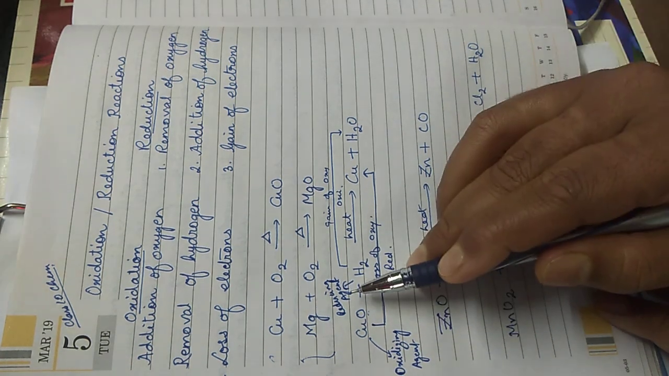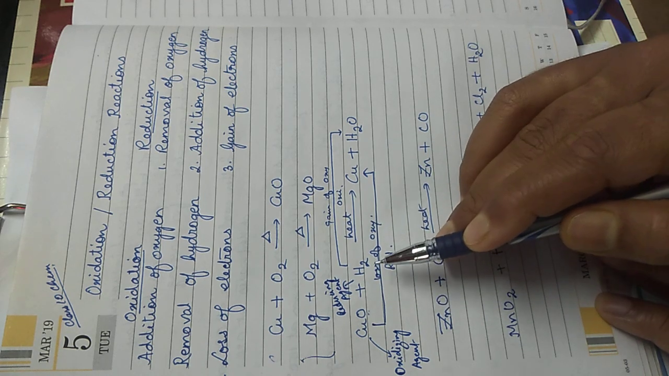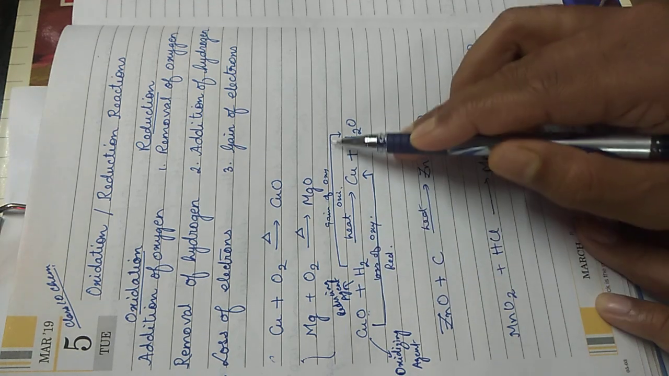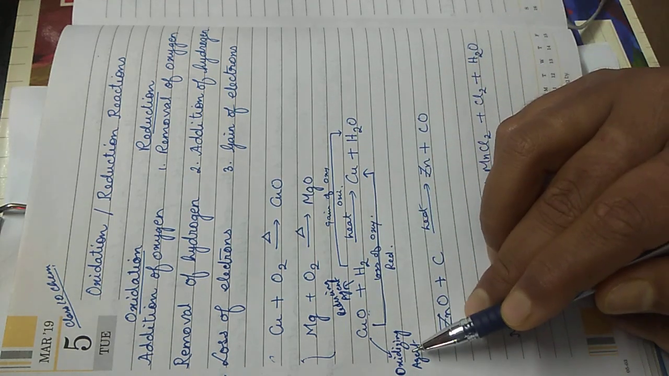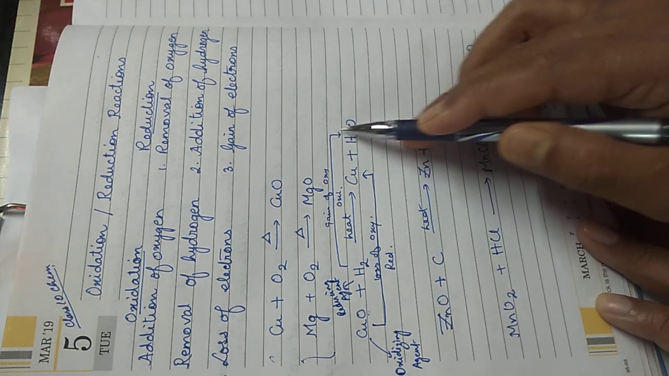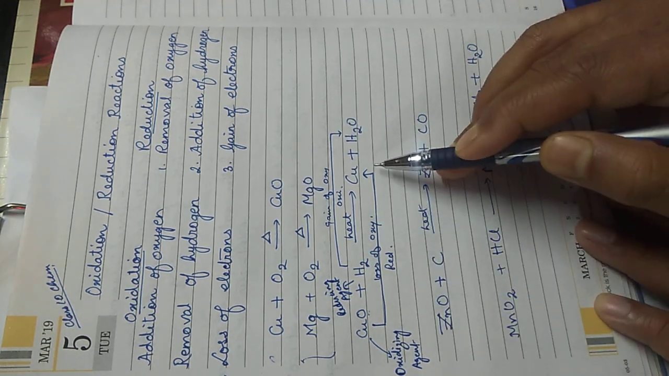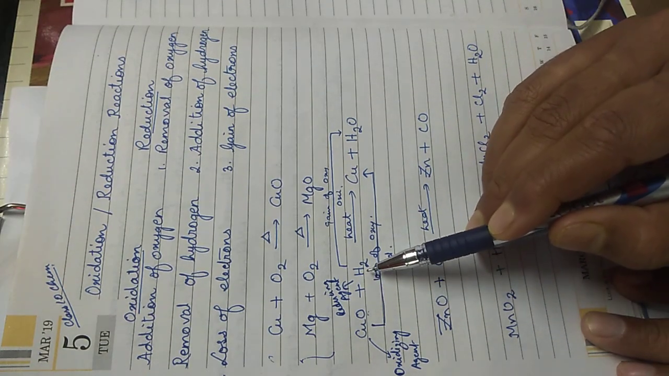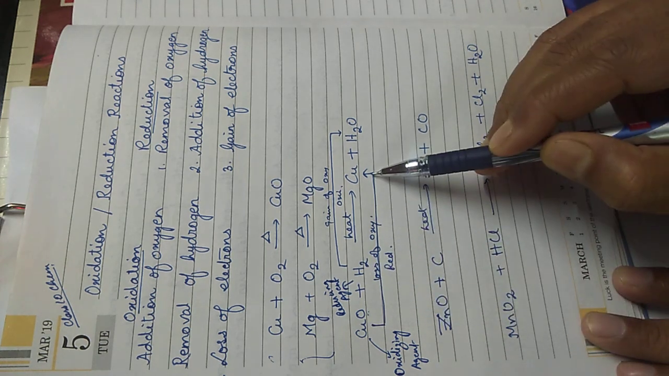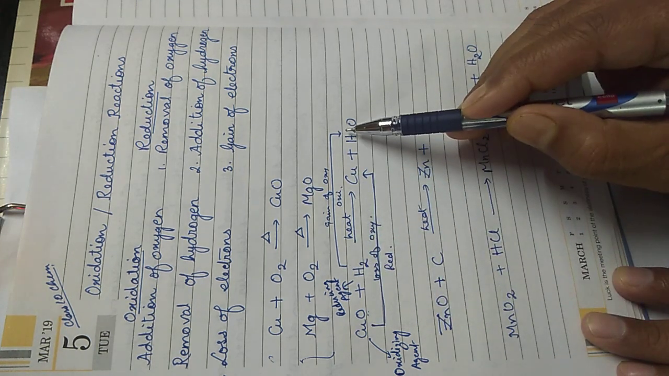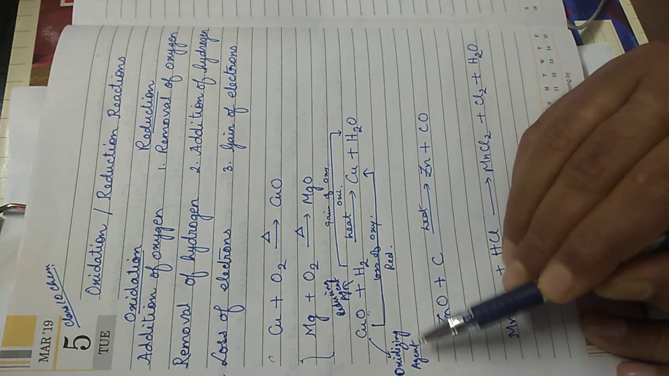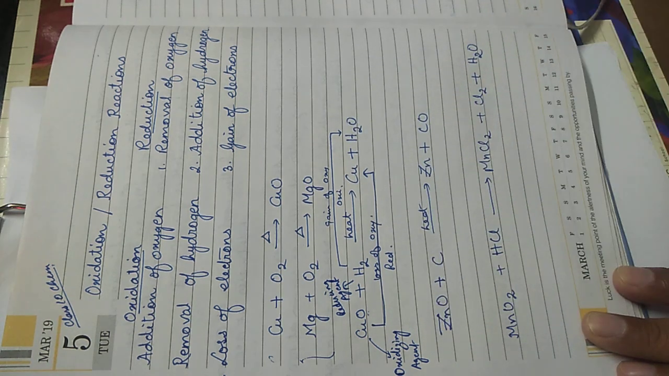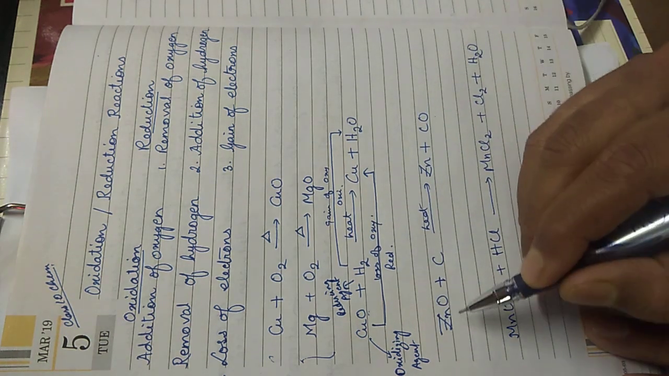So what is a reducing agent? A reducing agent is the substance which will help in the process of reduction, but in the process itself will get oxidized. And similarly, an oxidizing agent will help in the process of oxidation, but in the process itself will get reduced. That is the definition. I am repeating once again. A reducing agent is the substance which helps in the process of reduction, but in the process itself gets oxidized. An oxidizing agent is the substance which will help in the process of oxidation, but in the process itself will get reduced.